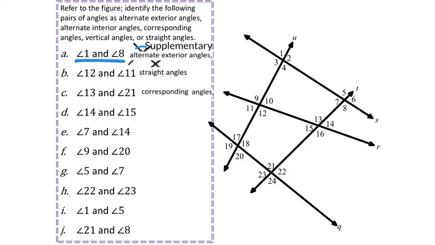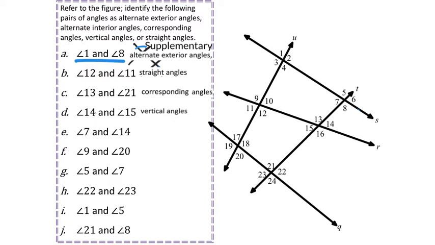Now let's look at angles 14 and 15 then. So here's angle 14, here's angle 15. I see that these two are through the vertex, which means that these two are vertical angles. And that's a relationship that we saw during the last lesson.